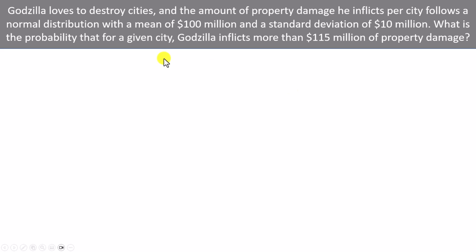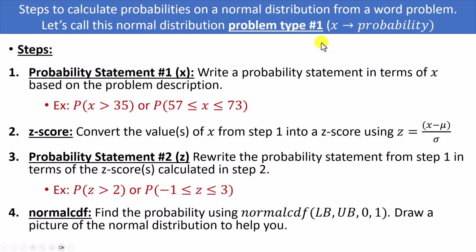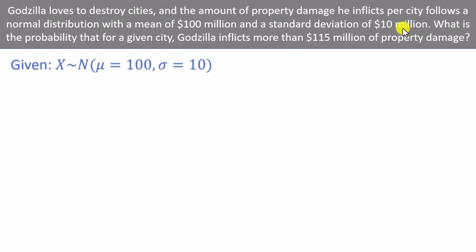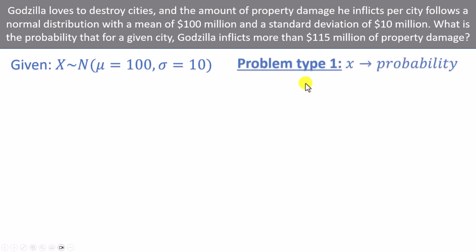Well, yes. If we look back at the example here, we're asked for the probability that he inflicts more than $115 million of damage. We do indeed have a value for x, that's the $115 million, and we're trying to convert that in some way to a probability. So this does meet the conditions for what I call problem type number 1. This problem gives us that our variable, which represents the property damage, follows a normal distribution, we use a capital N here, and the mean is $100 million, I'm just going to use 100, and a standard deviation of 10. And we are asked to find a probability related to a value on this distribution, so this is going to be a problem type number 1.